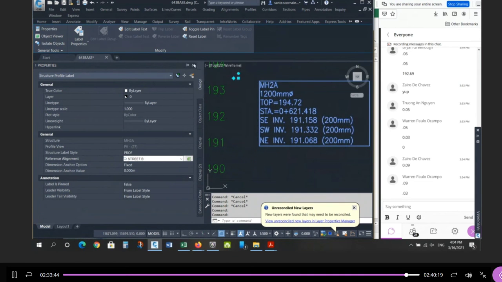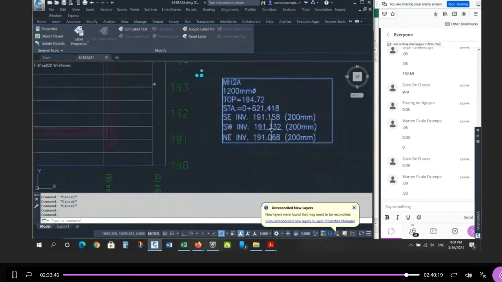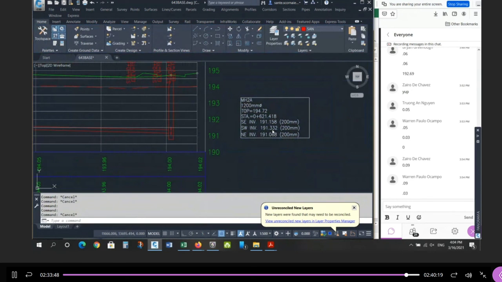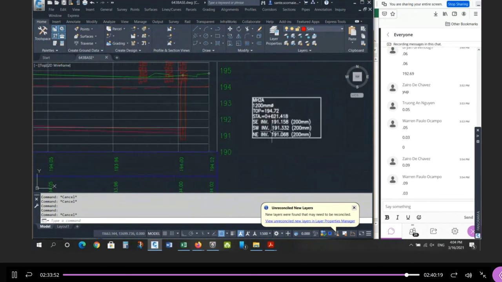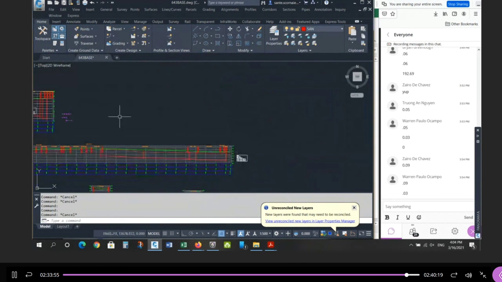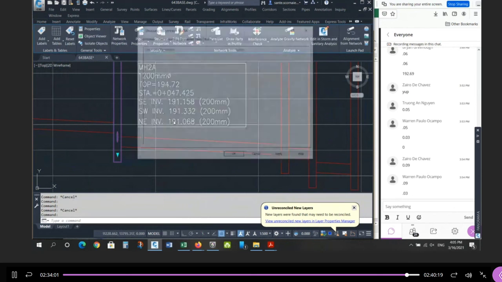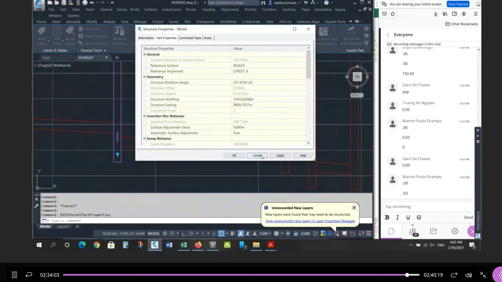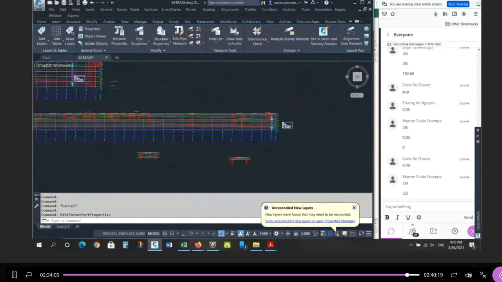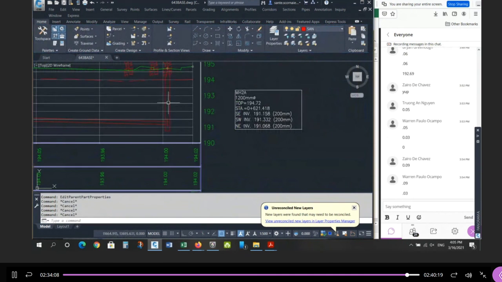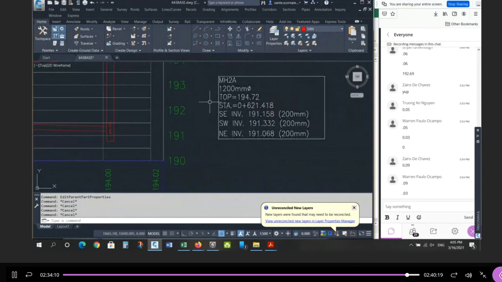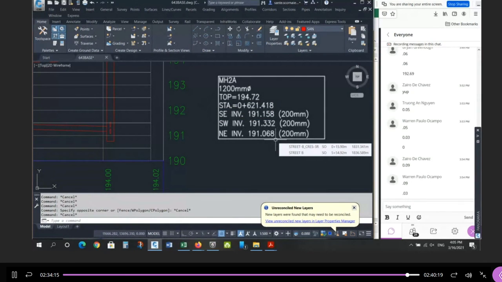So even though the structure is still associated with street A, I can change the label to the other road if I want. So everything is the same except the station. On this road, it shows it as 621, which is correct. And on this one, it shows it as 47. The structure itself is always associated with street A. But the label for this one, because it's drafted in B, can be changed. You can change the reference. And that's a pretty powerful tool.